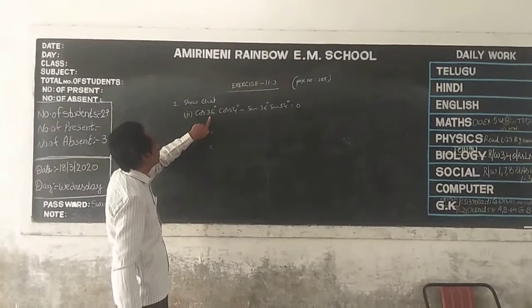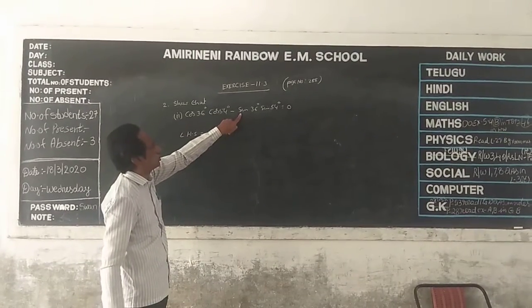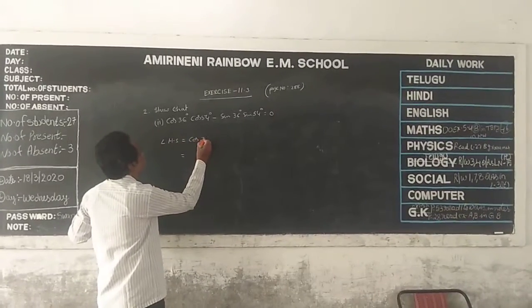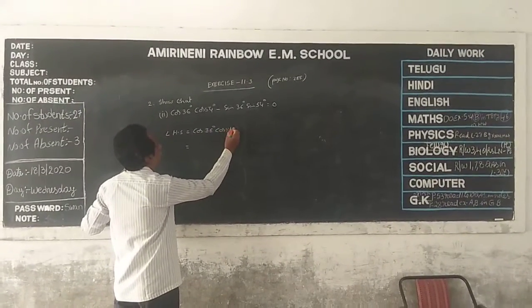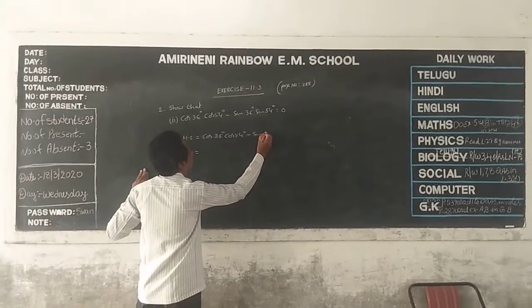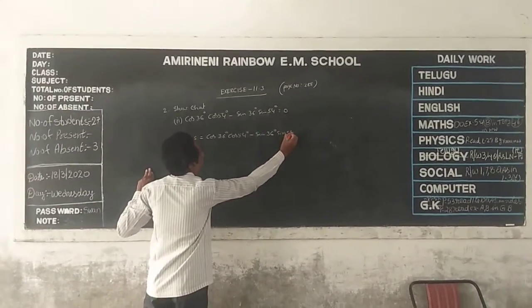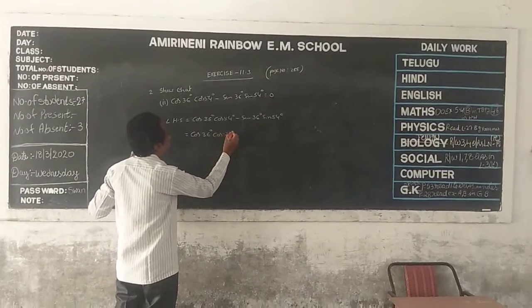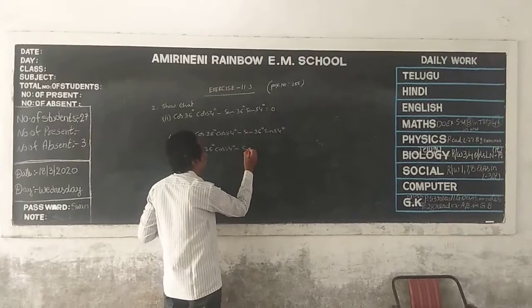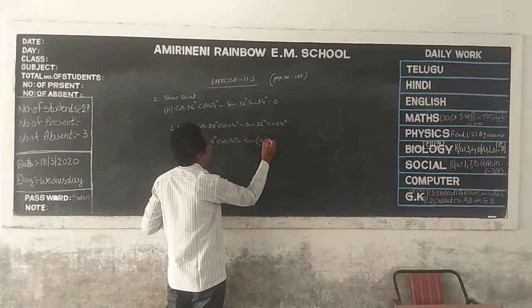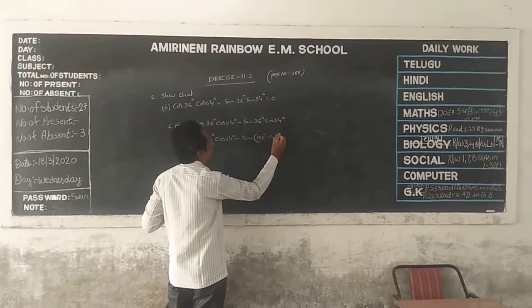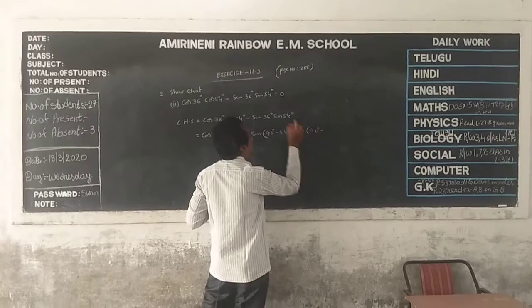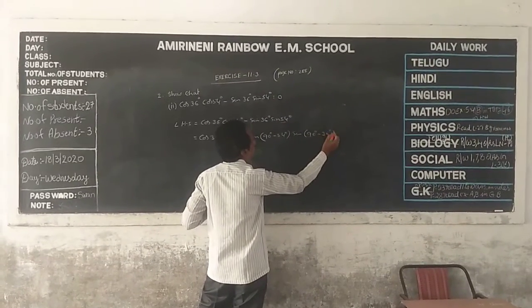Second one: cos 36 cos 54 minus sin 36 sin 54 is equal to 0. LHS: cos 36 cos 54 minus sin 36 sin 54 degree. Cos 36 cos 54 degree minus sin 90 minus 54, 36 to 90 minus 54, right. Sin 90 minus 54 degree, 90 minus 36 degree.